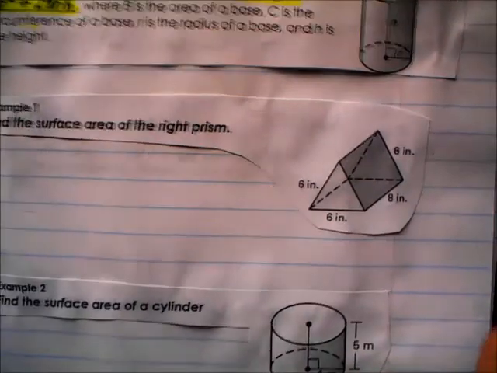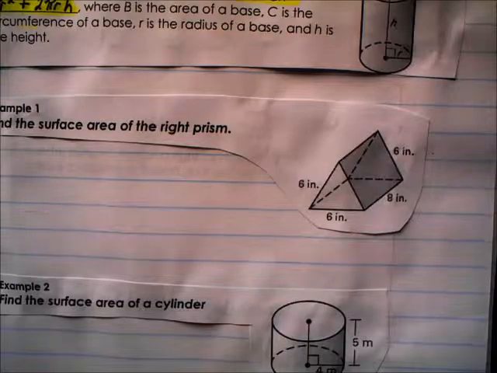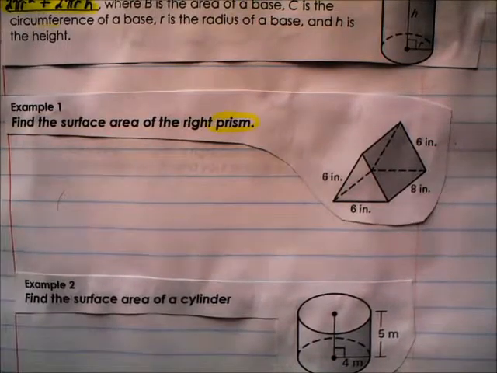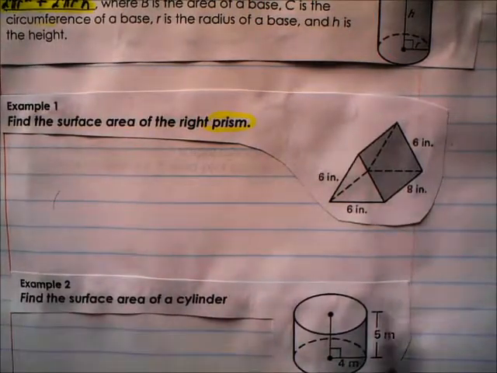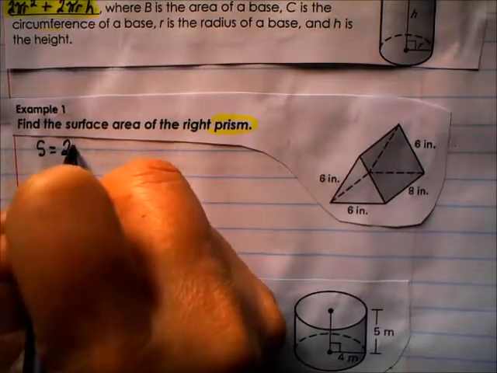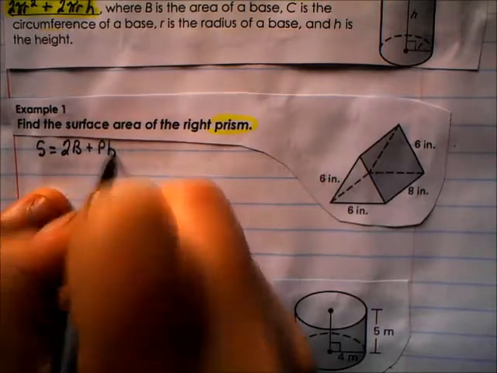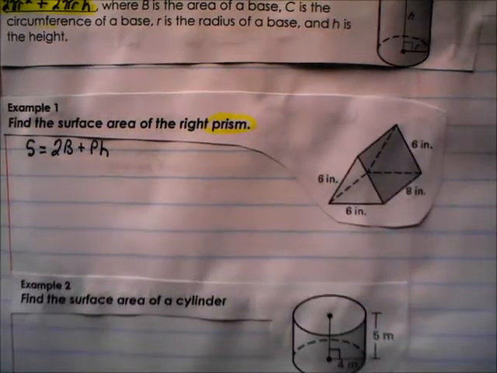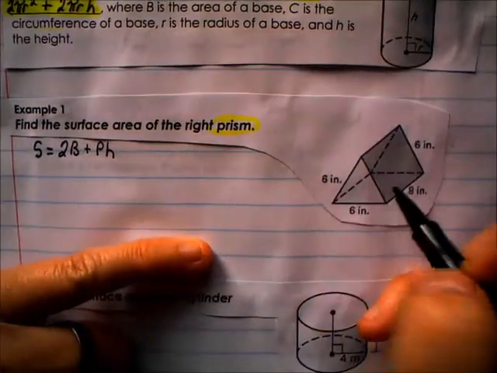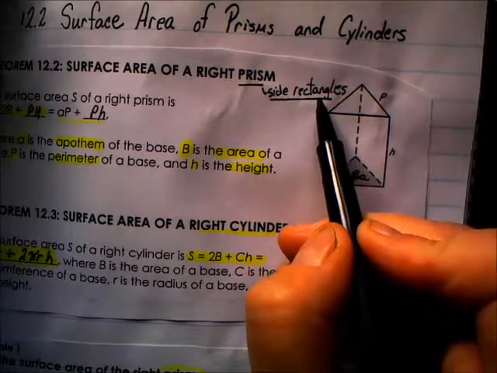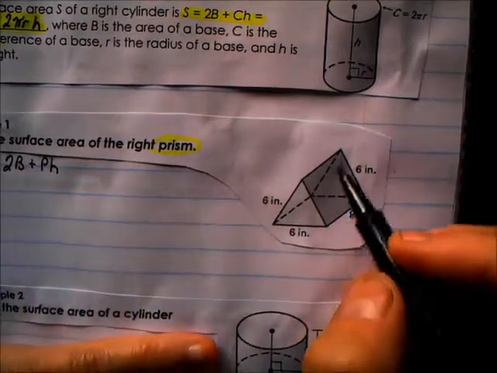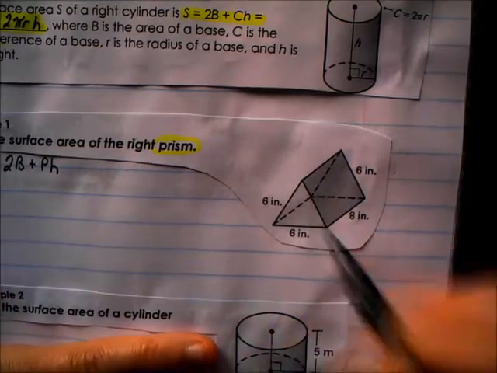Alright, on example 1, here I am given a prism in my problem. So that means I'm referencing the first formula that was S equals 2B plus Ph. So that means I need to find the area of the base for my capital B. The base, remember, the sides for a prism will be rectangles. So if I'm looking at this, the rectangles are on the sides, kind of looks like a tent. The triangles on the ends are the base.